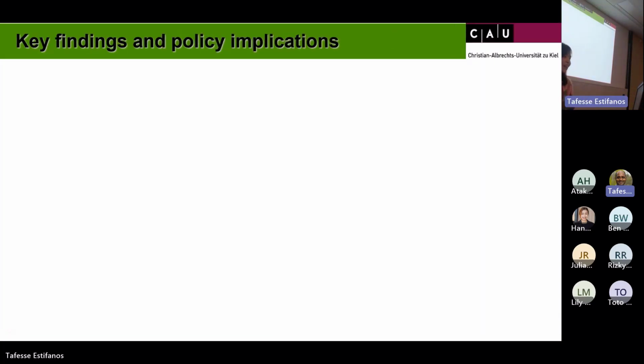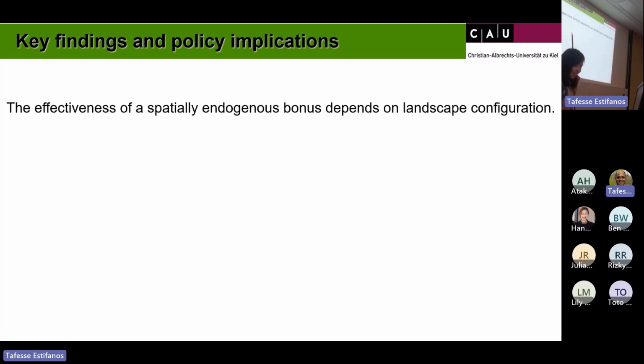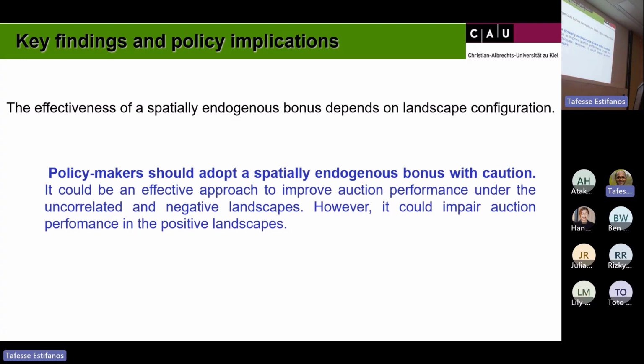Okay, so now I come up with a key finding. That's the effectiveness, as we can see, of the endogenous bonus will depend on landscape configurations. And this is the key message to bring home, that the interplay between landscape configurations and the spatially endogenous bonus can set the desirability of adopting this spatially endogenous bonus approach or not. We should take this very cautiously, because this could be a very effective approach to improve auction performance under the uncorrelated or negative landscape type, but it could backfire on auction performance in the case of the positive landscape.